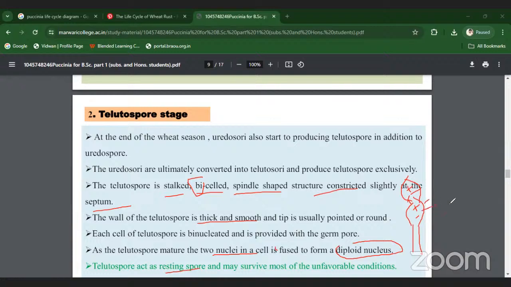Inside the cell, the plus nucleus and minus nucleus fuse to form the diploid, 2n form. Now this is called the resting spore. It then undergoes a dormant period.